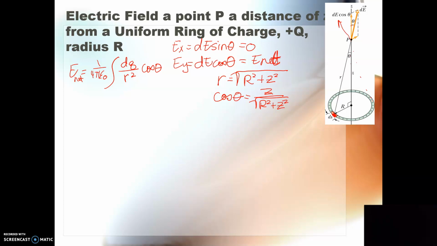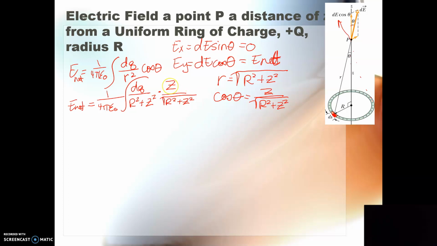Okay, so we can go back over here and we can enter that stuff in. So our net electric field, which is the y direction, or the z direction, whatever you want to call that, the vertical, upward direction, is 1 over 4 pi epsilon naught, integral of dq over r squared, which is going to be the radius squared plus z squared, times the cosine of theta, which we're going to express in terms of z, and our hypotenuse, which is the square root of capital R squared, radius squared, plus z squared.